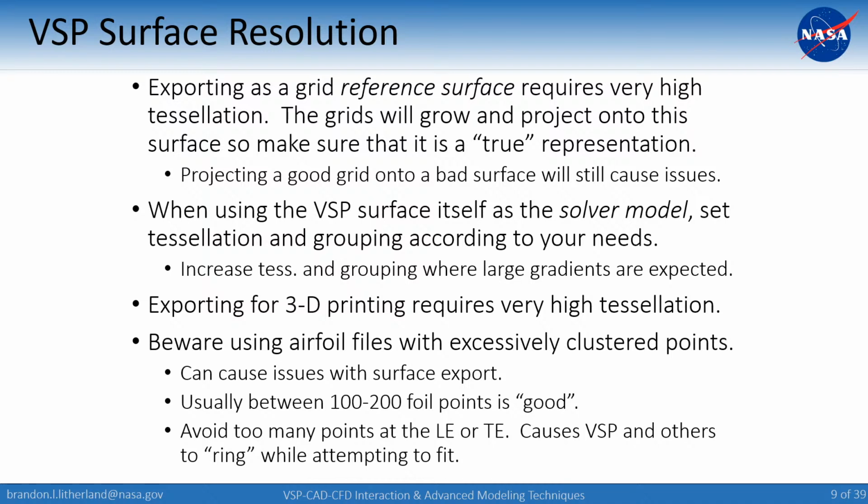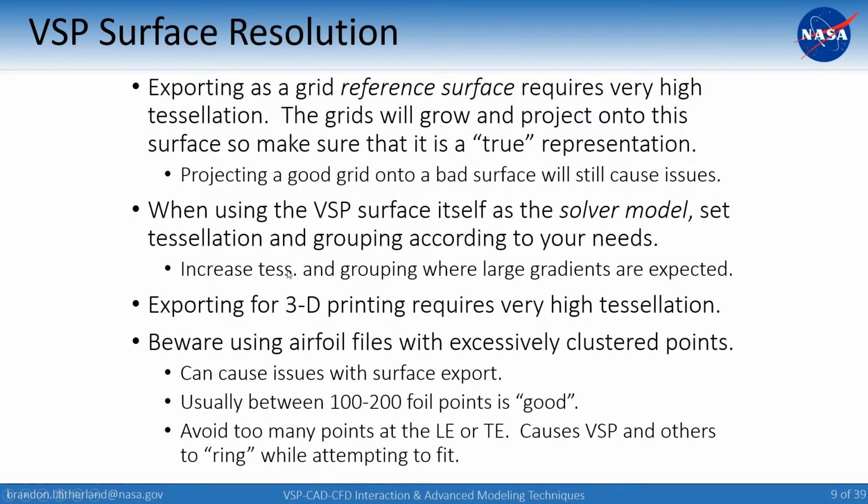So give it a very high tessellation value and you'll get a good grid onto a good surface, instead of trying to map, say, a really great, well-spaced grid onto a surface that has a bunch of sharp corners to it, because the grid system will do that, and it's going to give you bad information out. So if you're using the VSP surface itself as the solver model, just make sure to set your tessellation and grouping according to your needs.